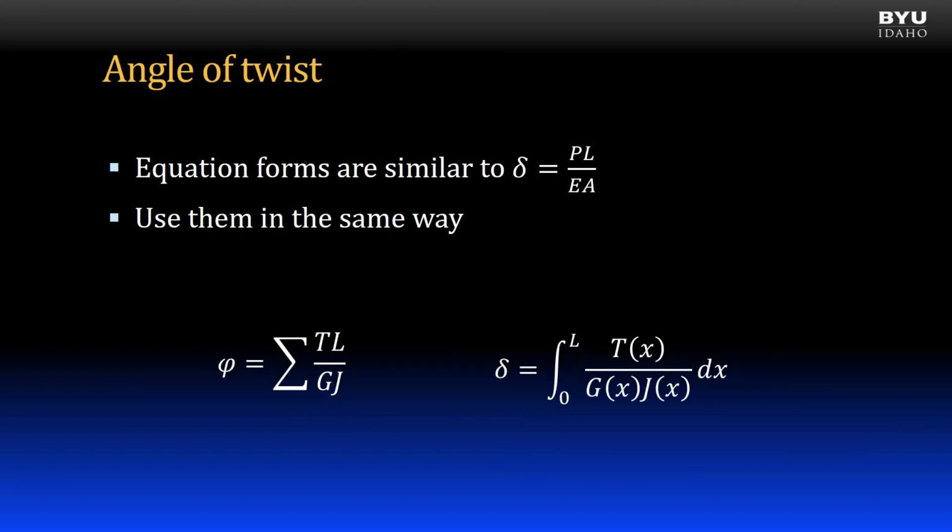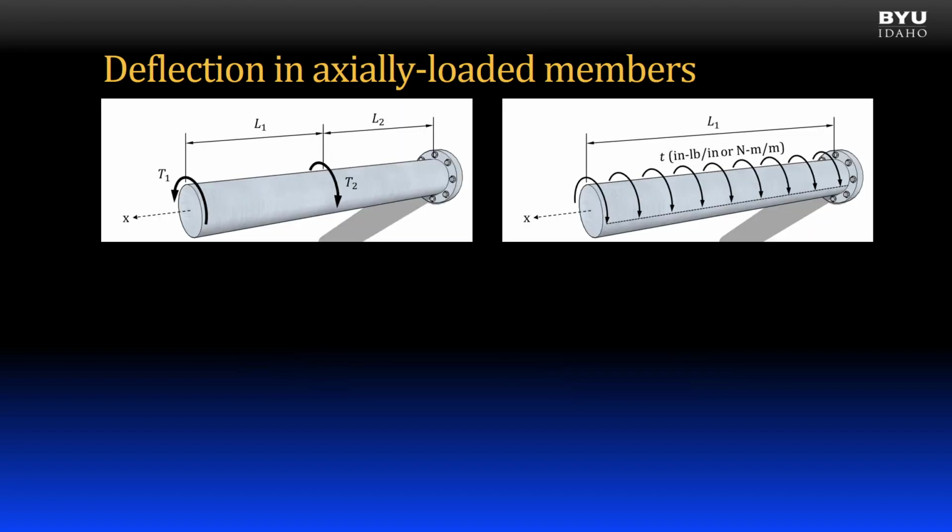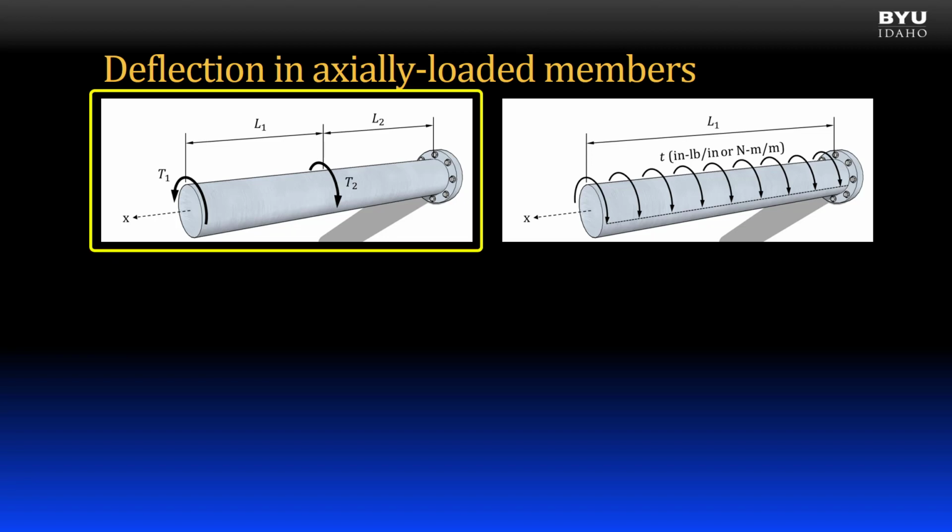More general forms of the angle of twist formula are shown here. They are similar to those for axial deflection. In fact, we use the equations the same way we do for axial deflection. I will now review 2 scenarios where the general forms of the angle of twist equation are useful. In the member on the left, 2 concentrated torques are applied.